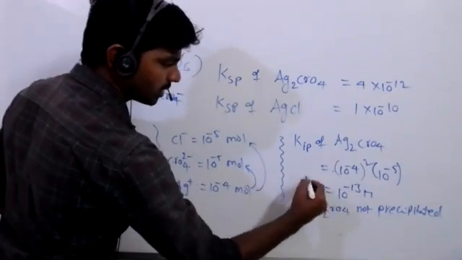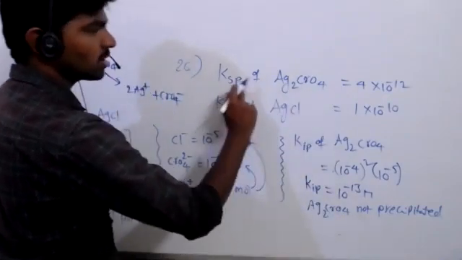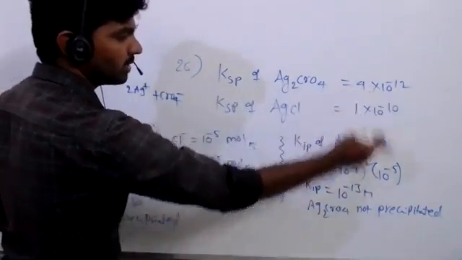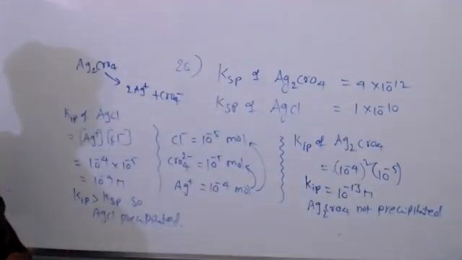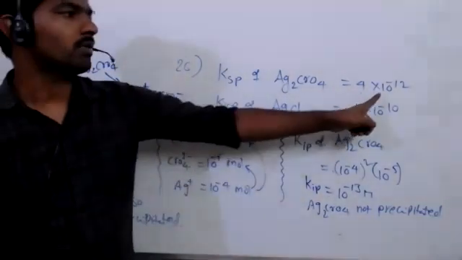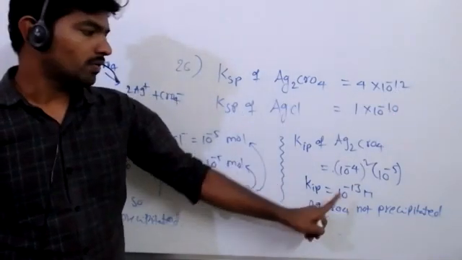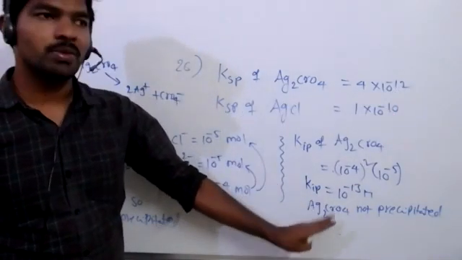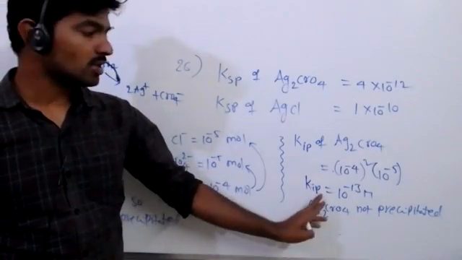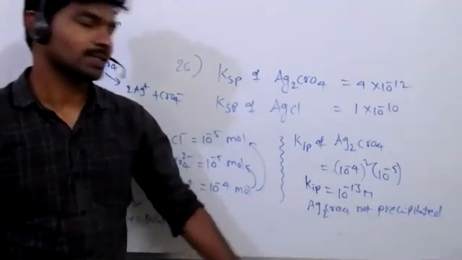Comparing this ionic product with the solubility product, which is the bigger value here? The solubility product, 10 power minus 12, is bigger. The ionic product, 10 power minus 13, is a smaller value. If the ionic product is small, there is no precipitation. If the ionic product is more, precipitation takes place.